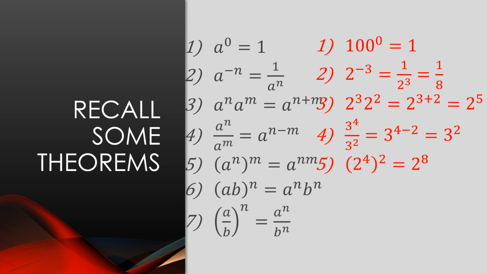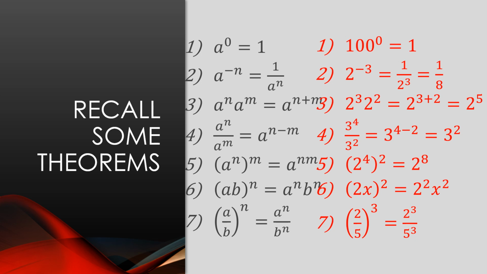For number 6, we have ab raised to n. The result will be a raised to n times b raised to n. Example, 2x squared, the answer is 2 squared times x squared. For number 7, we have the quantity a over b raised to n. You just distribute the exponent, so it becomes a raised to n over b raised to n. We have an example here: 2/5 cubed. The result is 2 cubed over 5 cubed.